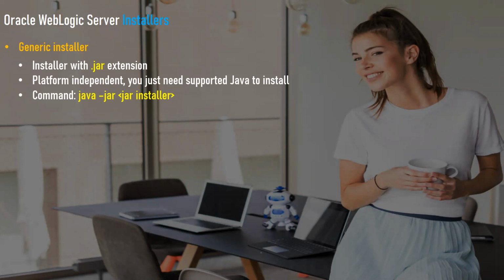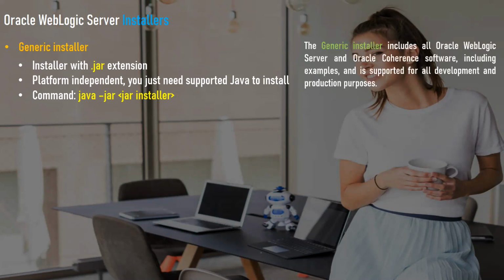That means if you're installing it on Windows, then you need to install a Java version for Windows, and then you can install the WebLogic which comes with the .jar extension. And if you are on Linux or any Unix-based operating system, there you need a supported OS Java. After installing that Java, you can install your WebLogic, which comes with the extension of .jar. And the command to install that WebLogic is java -jar and then the installer name, that .jar installer name.